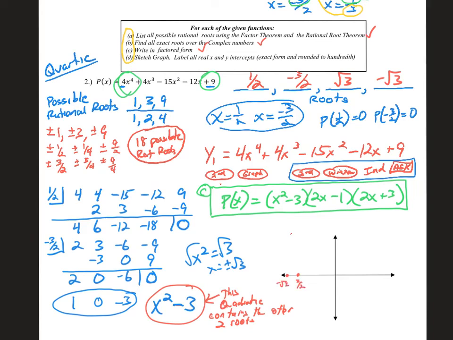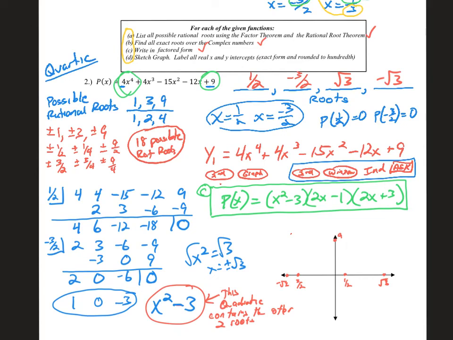We had negative 3 over 2. And then we have positive 1/2. And then we have positive rad 3. And this would be our x-intercepts. Our y-intercept is 9. Well, that would be way up there. But that would be 9.